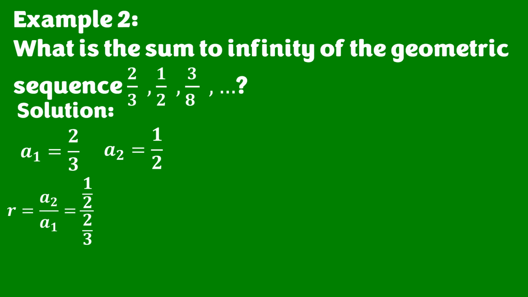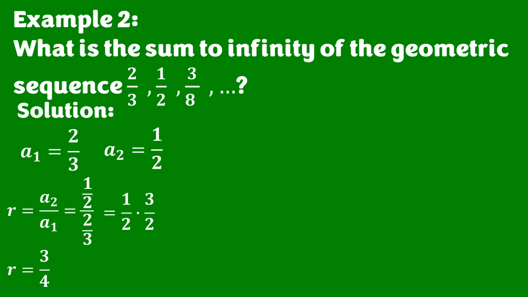And then simplify now the value of r. So we have 1/2, that is the numerator, and then the denominator is 2/3. So we're going to get the reciprocal of 2/3. So that is 3/2, 3 over 2. And then we're going to proceed to multiplication. So 1 times 3 is 3, and 2 times 2 is 4. So the value of r is 3/4, 3 over 4.